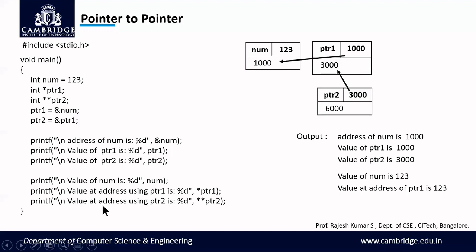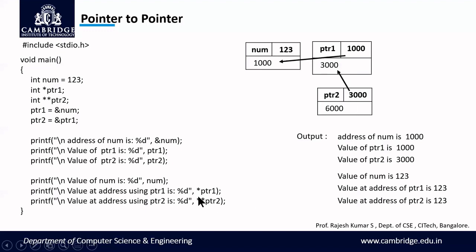Now, the value at the address using ptr2: when I use star ptr2, just check it out. When it comes to the first star, what happens? The meaning of the first star is, in 3000, what is the value present? That value it will be searching. Please observe, there are two stars. For the first star, in this particular address 3000, what is the value present? 1000. For one more star, in this particular address, what value is present? 123. So 123 will be printed out.